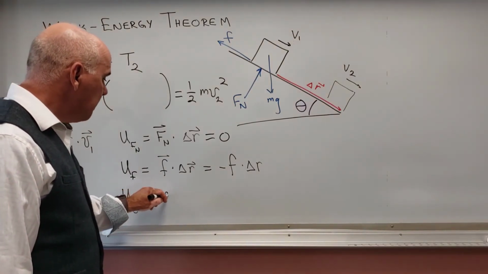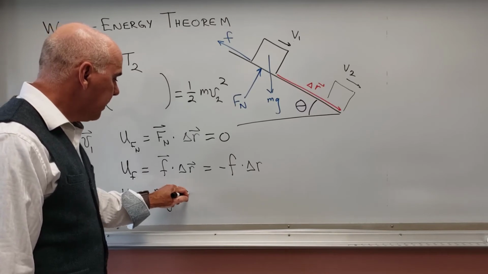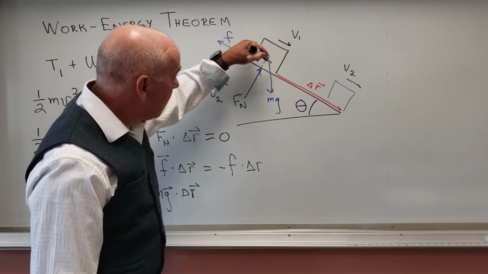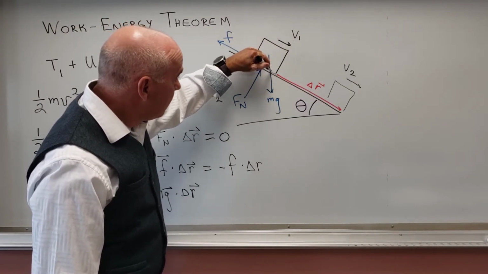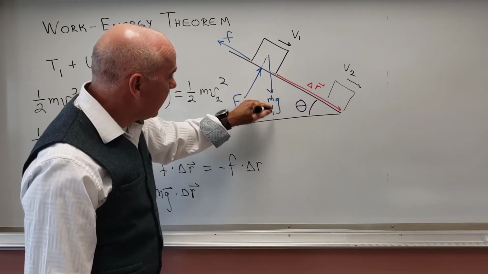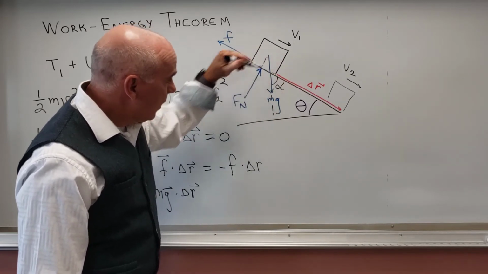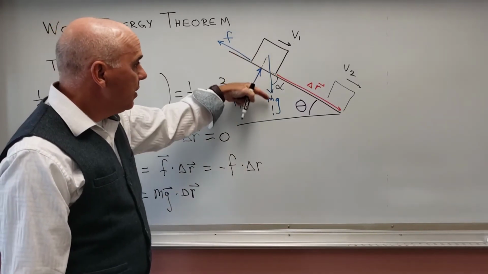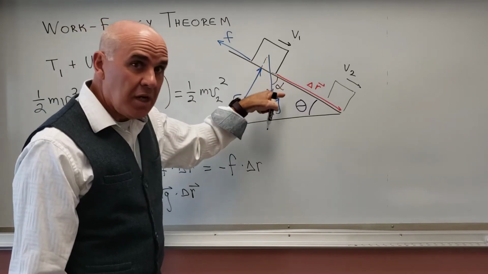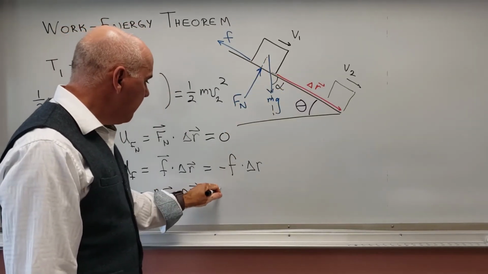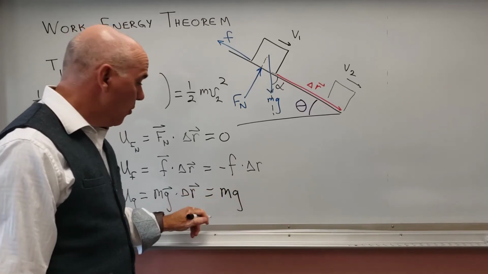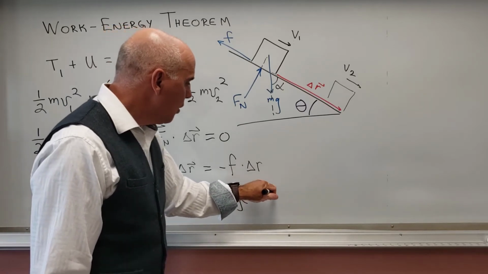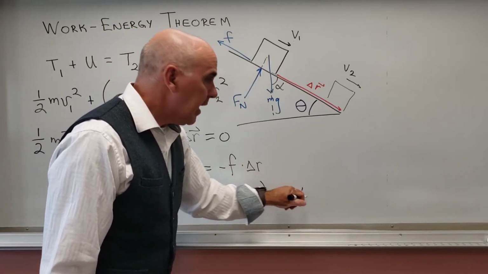And then finally, the work done by gravity. So that's going to be mg, which points down, dotted with the displacement. And so in order to figure this out, let's see, so this is theta. Let's bring this down here. So this is some angle alpha, but theta plus alpha are 90 degrees. So the angle between mg and delta R is alpha. So this is going to be mg, no vector sign anymore, delta R, and then the cosine of alpha, right?